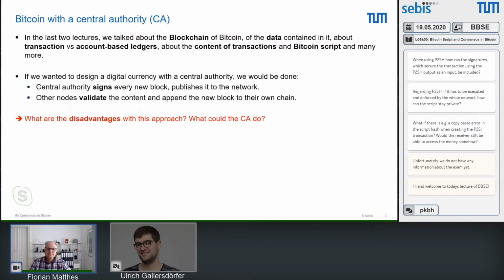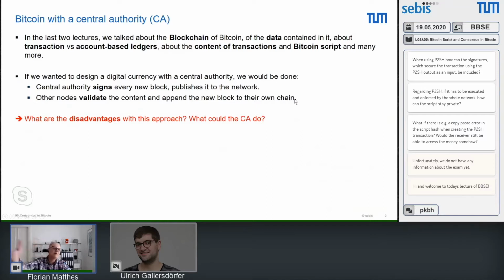Okay, so in the last two lectures we talked about the data contained in it, about how transactions work, what account-based ledgers are, and the expressive power of Bitcoin script. So now we could design a digital currency with a central authority. Let's say there would be the German Federal Bank, which would run these algorithms. So what would they do? The central authority signs every new block, publishes it to the network, and other nodes validate the content and append the new block to their own chain.